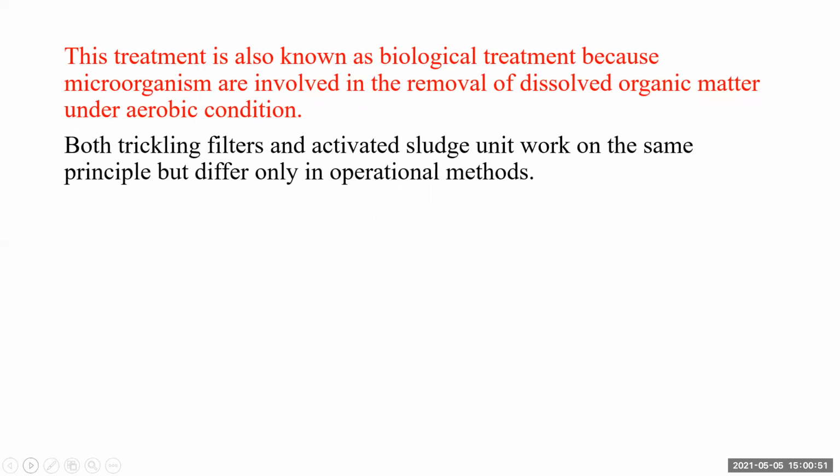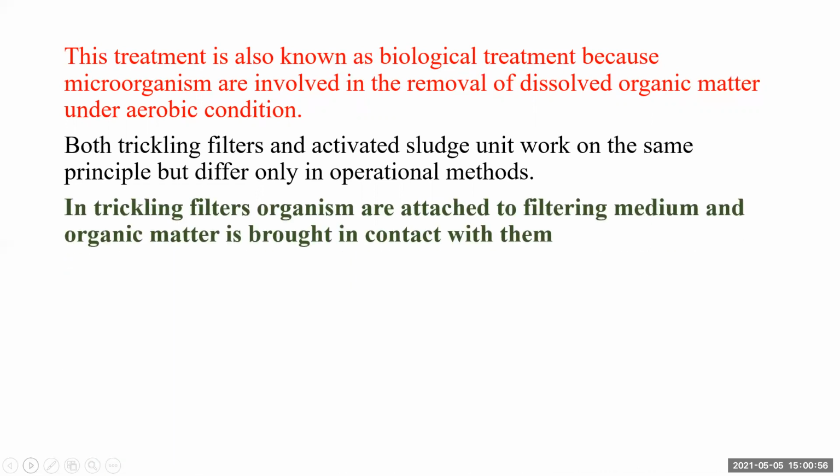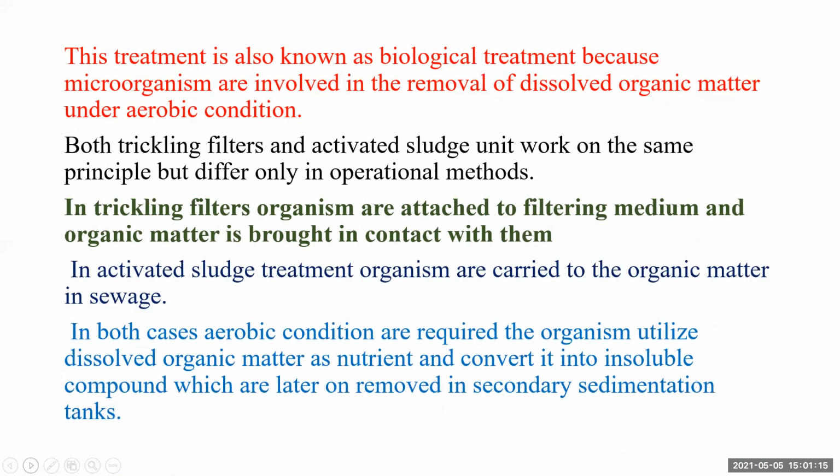You can use both trickling filter or activated sludge. They work on the same principle, but the method of operation is different. In trickling filter, organisms are attached to the filtration medium, that may be rock or stone. So in trickling filter, organisms are attached to the filtration medium and organic matter is brought in contact with them. Whereas in the activated sludge treatment process, organisms are brought near the organic matter in the waste.